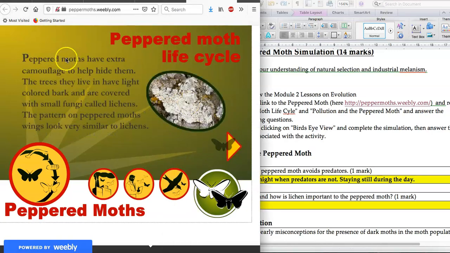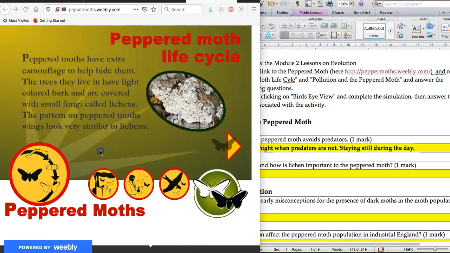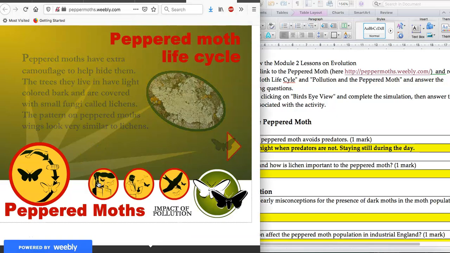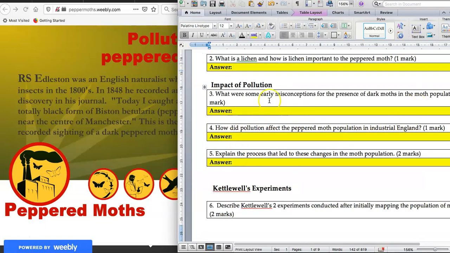And if I keep clicking through, it says exactly what's going on. Covered in the small fungi called lichen, and they're important because of the pattern, they camouflage in with them. So you'll find everything for that section under the life cycle. The next one is called the impact of pollution. These questions are all in this little section, so you can get it directly there. It should be really straightforward.